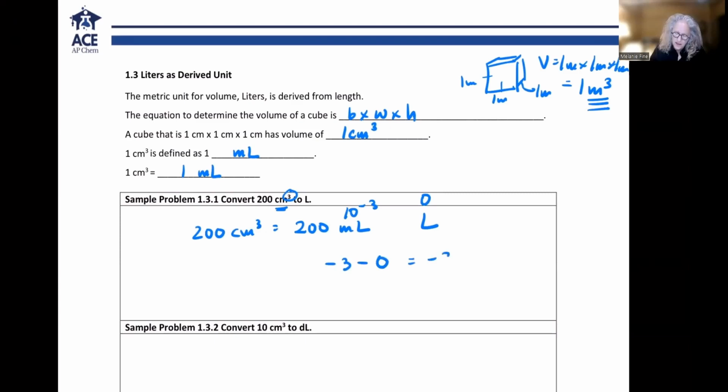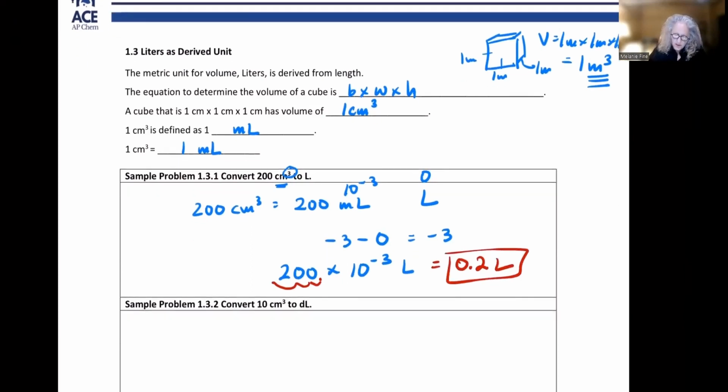So that means negative 3. So 200 milliliters is the same thing as 200 times 10 to the negative 3 liters. Or I could just write that, to turn that into standard notation, I would just move the decimal 3 places to the left, and it ends up being 0.2 liters.